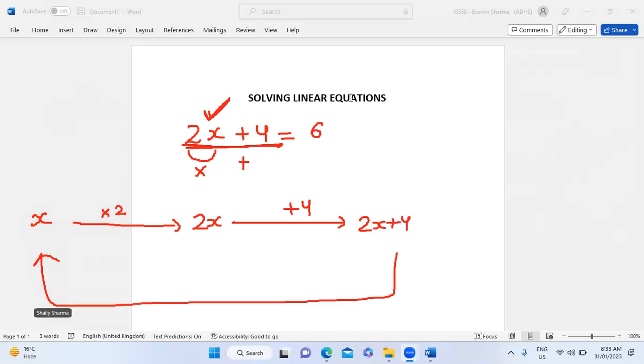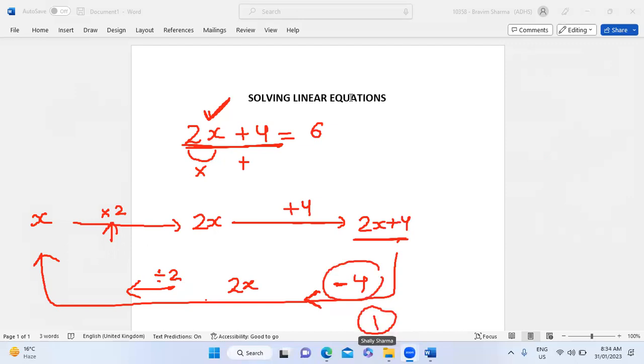So first, what I will be doing? Here it is plus 4, so I will do minus 4. When I do minus 4 from this 2x plus 4, I will be getting 2x. And then from this 2x, I have to get x, so I will do the opposite of this multiplication by 2, that is division by 2. I will get x. That means I have to apply this first operation and then I have to apply this second operation. So I will be rewriting my equation again.